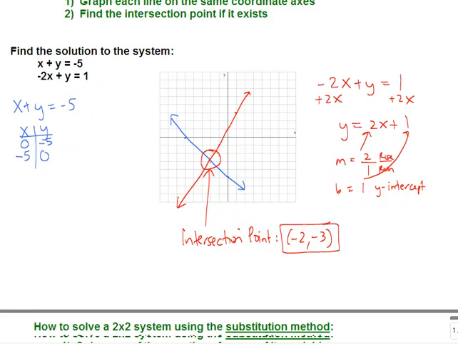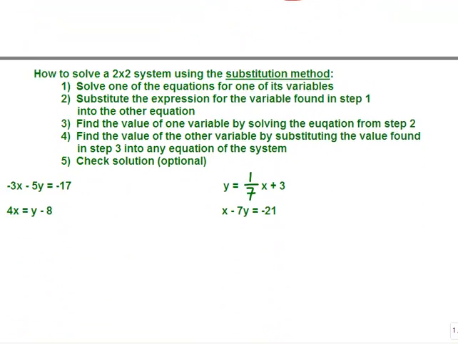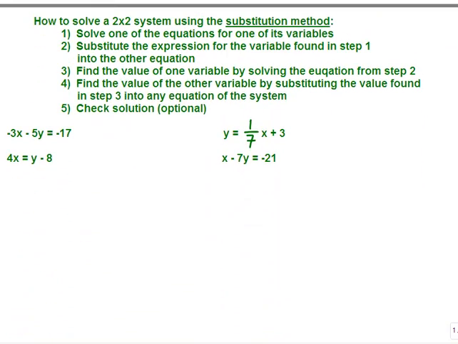To give a little more accuracy to our solutions, we're going to learn two other methods. The next method is called the substitution method, and in this method you're going to take your two equations and pick one of the equations, whichever one looks easier, and solve it for either x or y, again whichever one is easier.